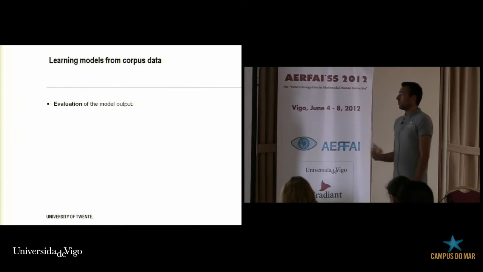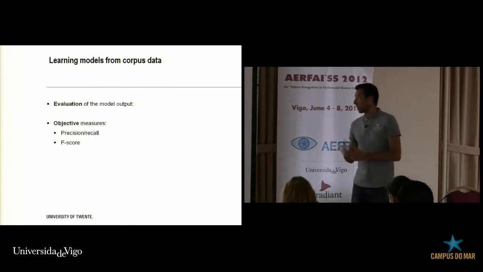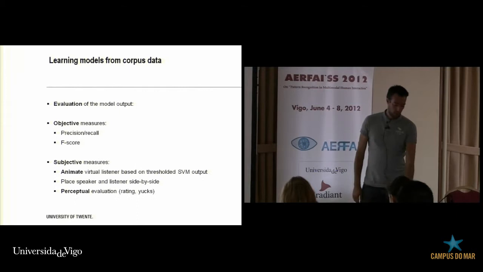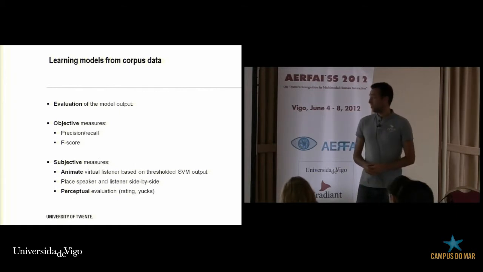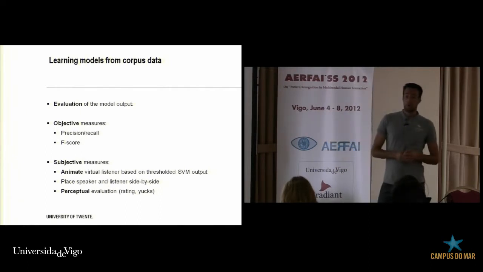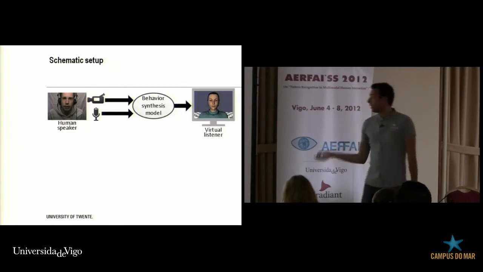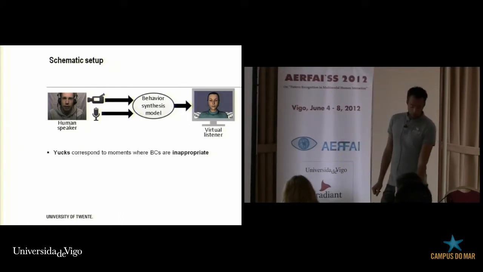Then we need to evaluate what we have done, and we saw before that we have several measures. We have the objective measures, so we can use precision, recall and F-score. And later on we looked at subjective measures, so we need to animate the video and place them side by side, and then we can use perceptual evaluations, such as the ratings from 0 to 100, or we can use the YUX as a measure of inappropriateness. These are the 2 different types of evaluation in this type of research, and we will do both. This was the scheme that we saw many times before.